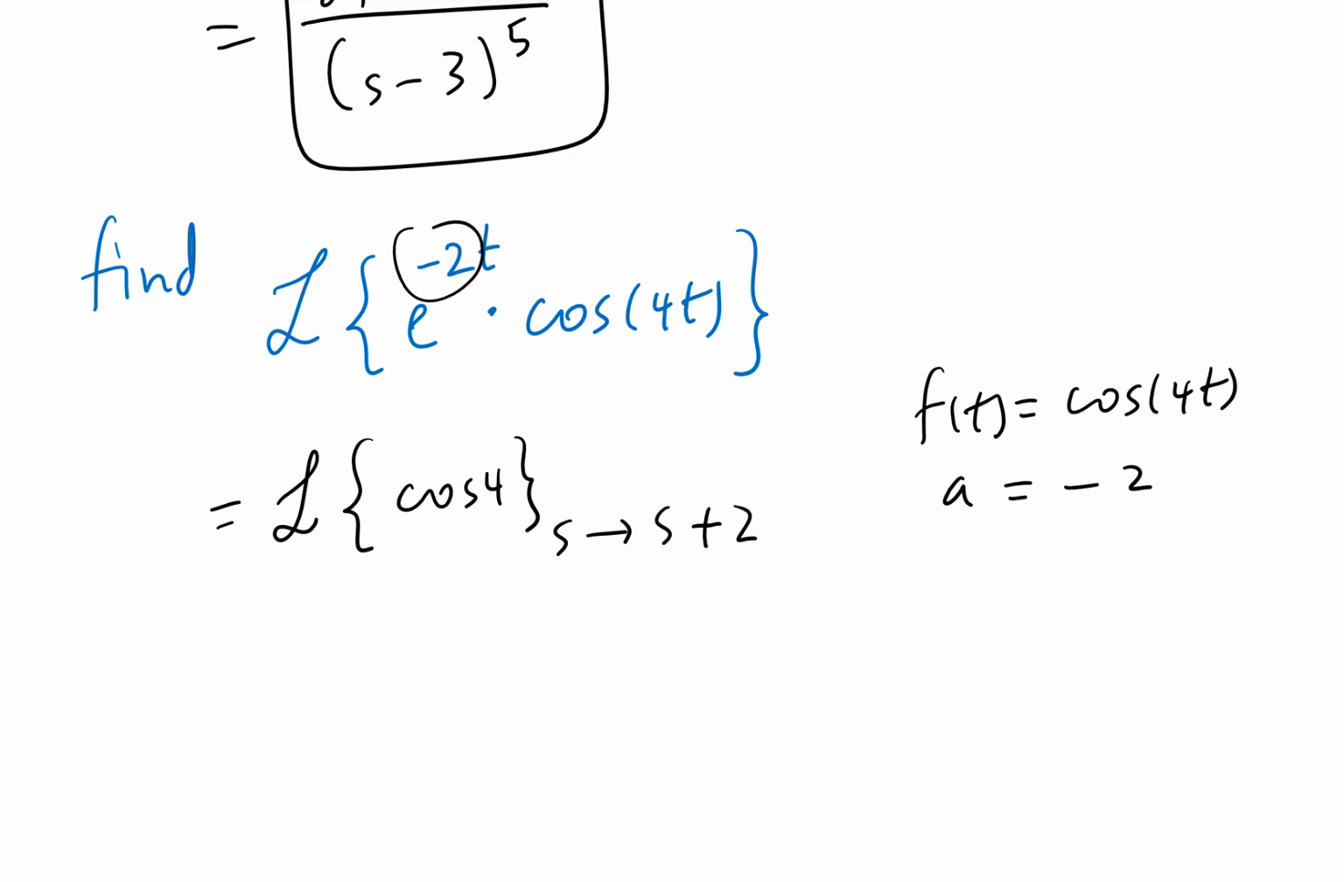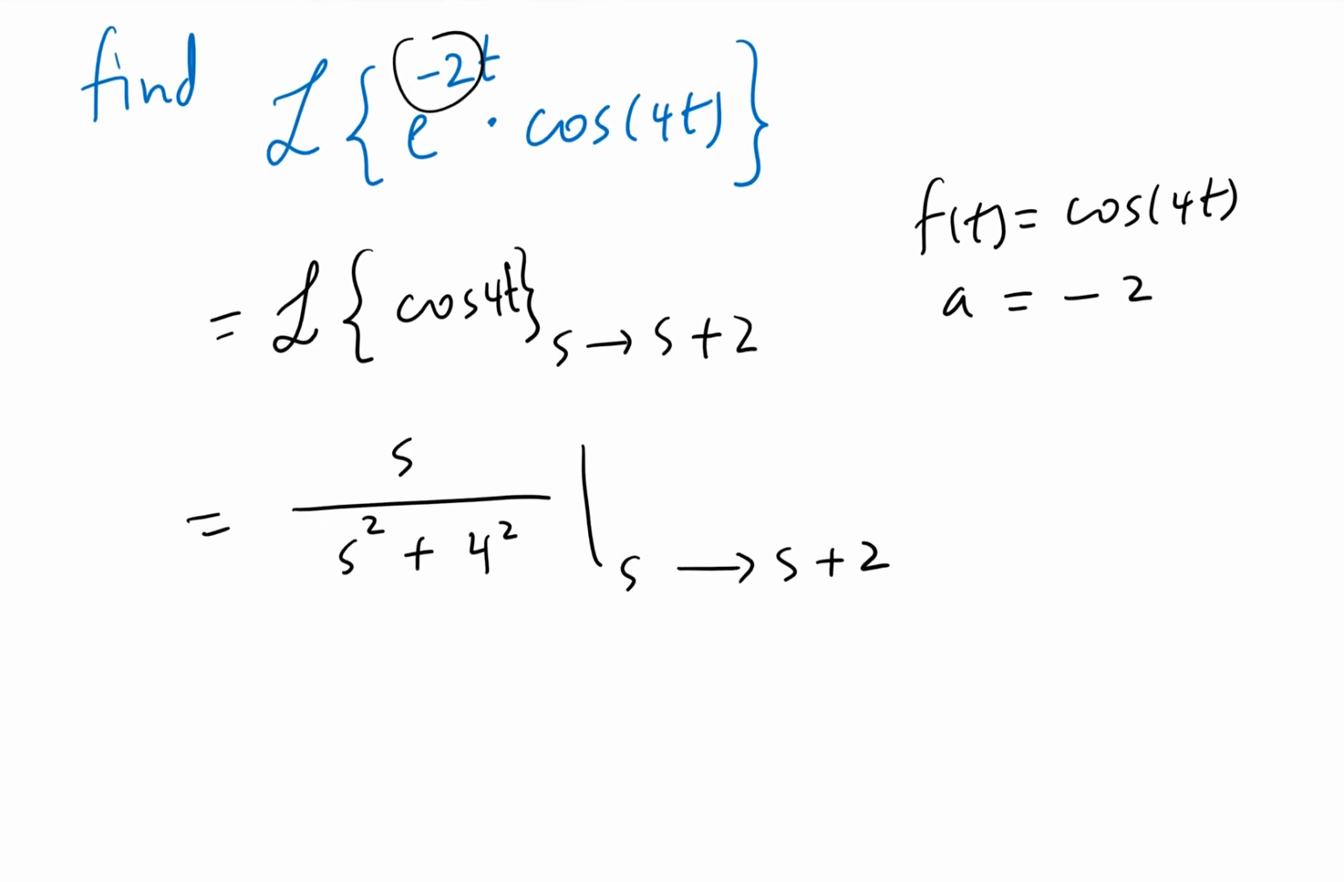So minus minus is plus 2. And what's the Laplace of cosine 4t? The Laplace of cosine 4t is always s over s squared plus the 4 that you see there squared. Replacing s with s plus 2, you get s plus 2 over s plus 2 squared plus 16. Done.